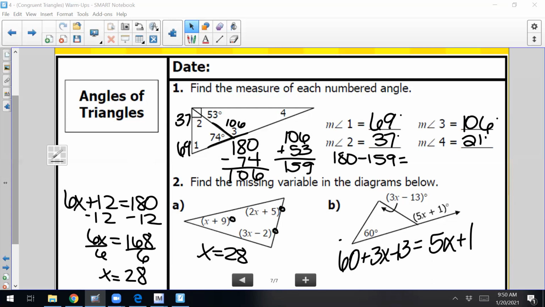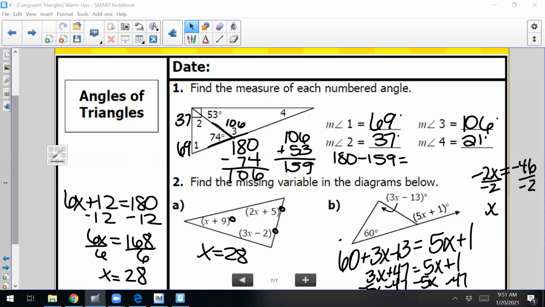So then over here, we combine our like terms. What's 60 minus 13? So negative 47, plus 47, thank you, because 60 is positive. Then we just work it out. So I'm going to subtract 5x. That's going to give me negative 2x. Then I'm going to subtract 47, which is going to give me negative 46. Divide by negative 2. What does x equal? Positive 23.